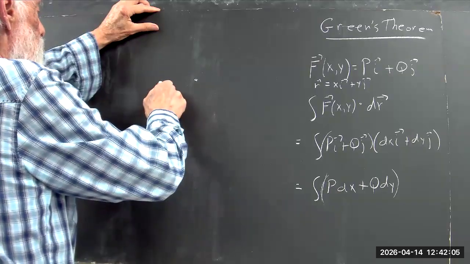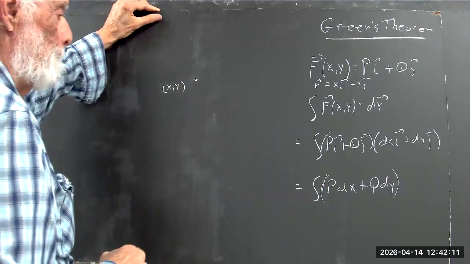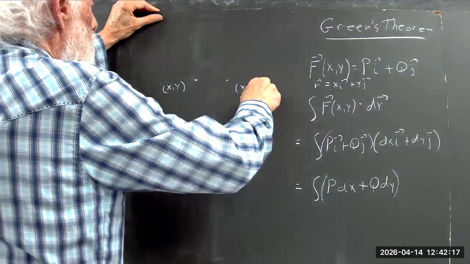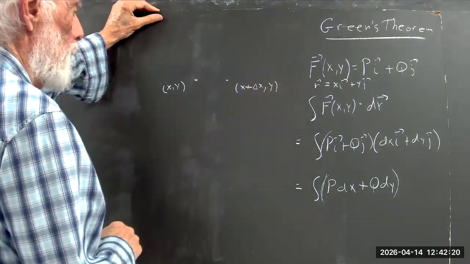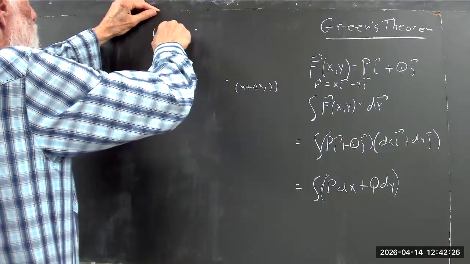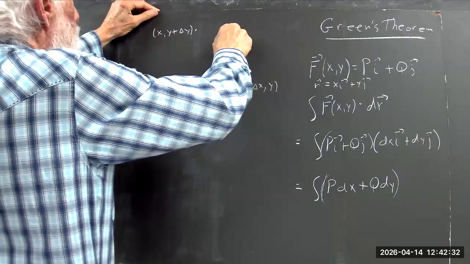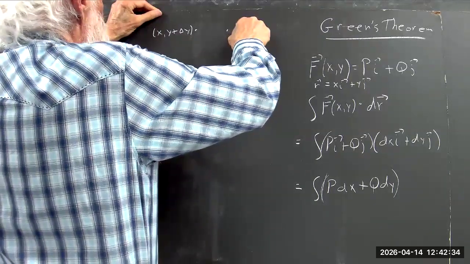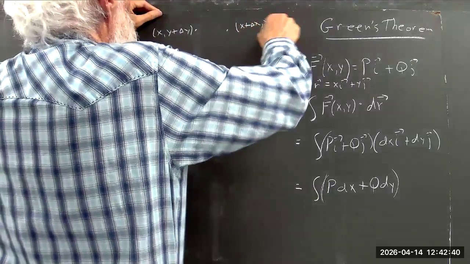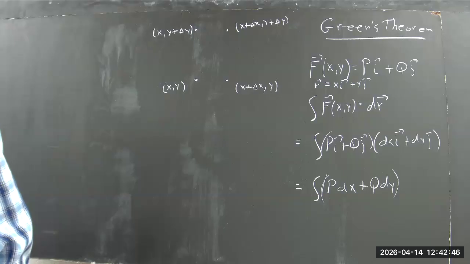Okay, now I'm going to start here with a point (x, y) and the point (x plus delta x, y) and the point (x, y plus delta y) and the point over here (x plus delta x, y plus delta y). But we regard delta x and delta y as being small increments.